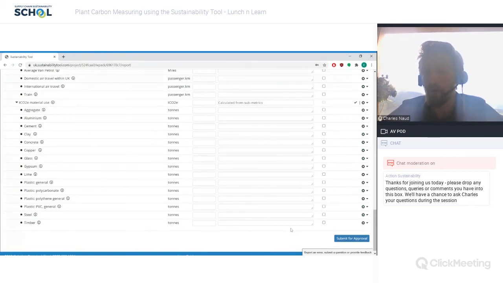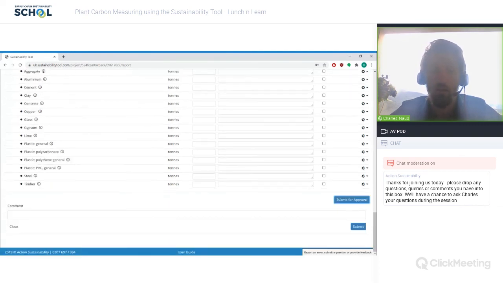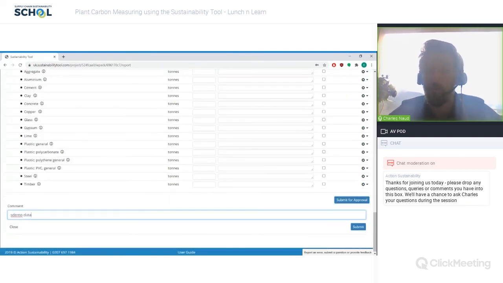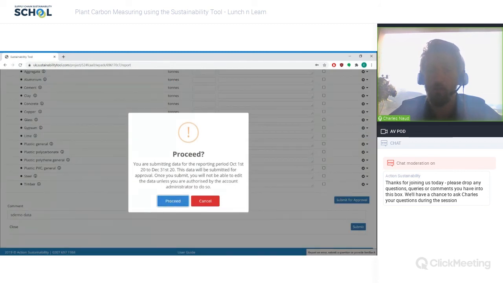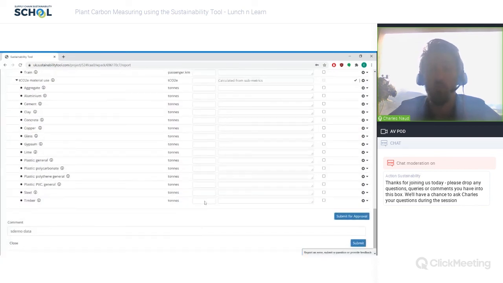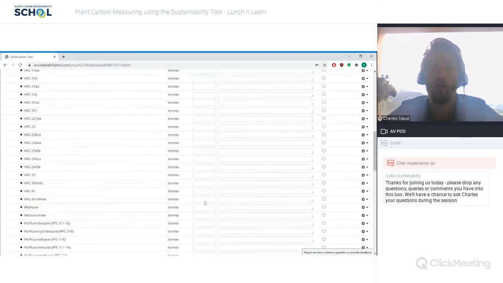What I would do as an organization is just submit that data in the tool. You actually submit it for approval, and someone goes to check that. So just put a comment there that it's demo data. There we go. It asks me to confirm, but I'm happy to report this information. I'm not going to do that just here, as it's a demo account. But if I were to do that, then this information would be sent over for approval.